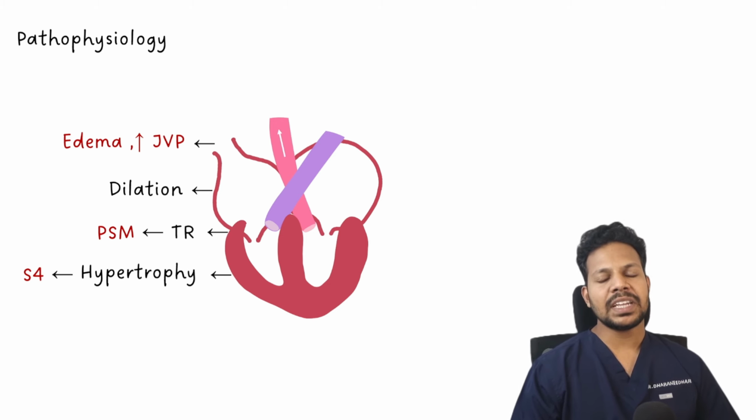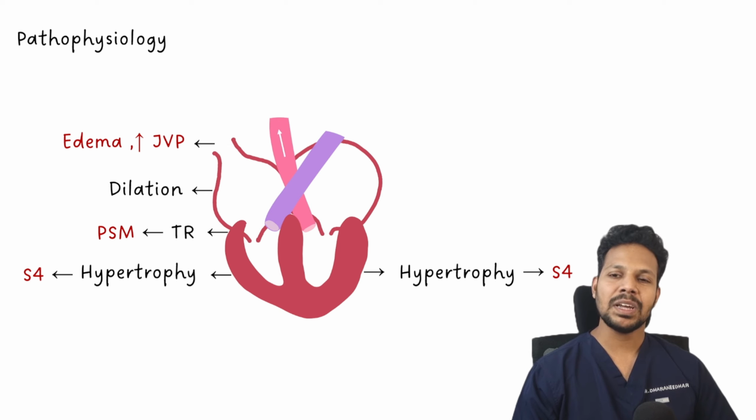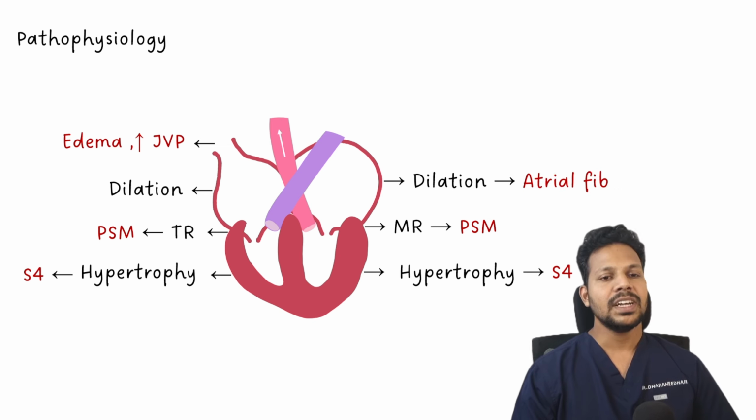When you look at the left side, there is the left ventricular hypertrophy as well, and the patient will develop LV S4. So the extra heart sound that is generated here is left ventricular S4, and similar to that of the right side, there is mitral regurgitation here, and the patient will have pansystolic murmur because of it. And similar to the right side, we have dilatation of the left atrium as well, and the patient will have atrial fibrillation because of that. And hence there is dilated left atrium.